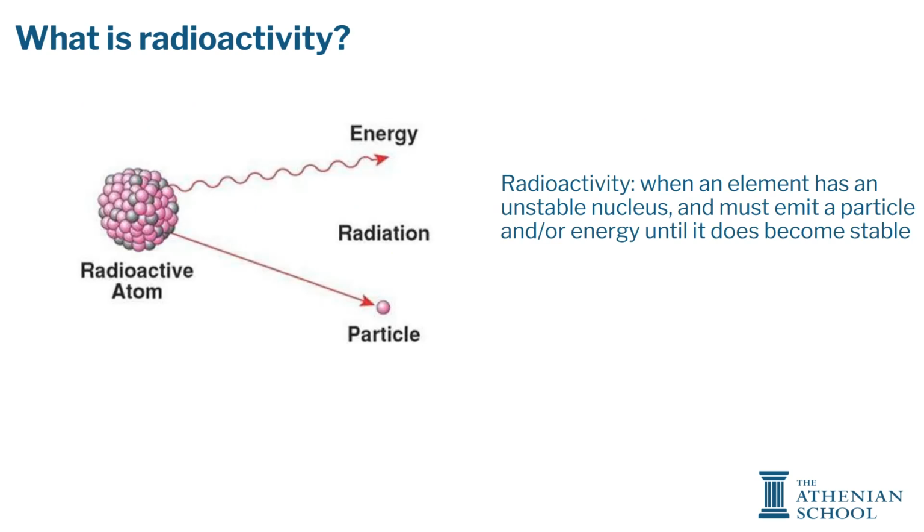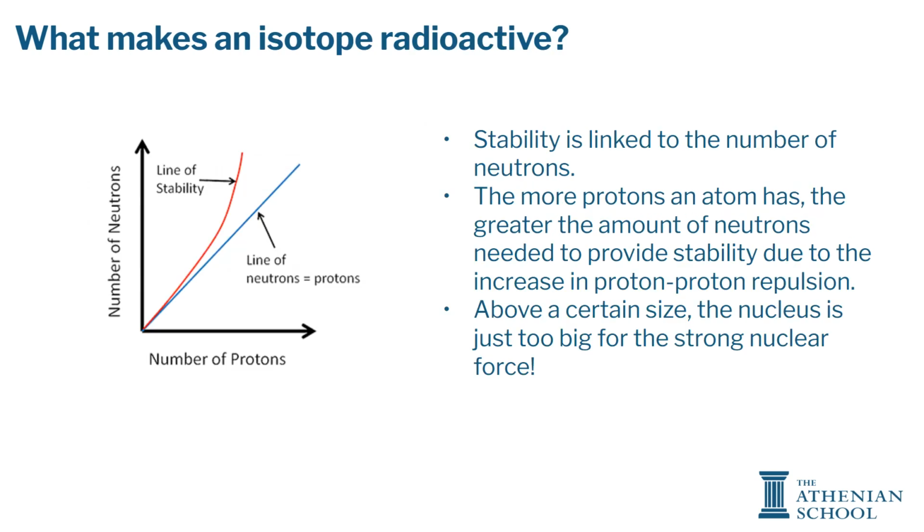So one of the things you learned was that radioactivity is when an element has an unstable nucleus, and it's got to emit a particle and or energy until it does actually become stable. We definitely talked about that first part a lot. Maybe that second part wasn't quite as clear, but that's why we're talking about it now. What makes an isotope radioactive?